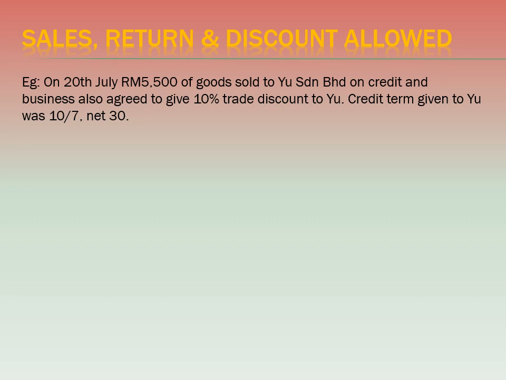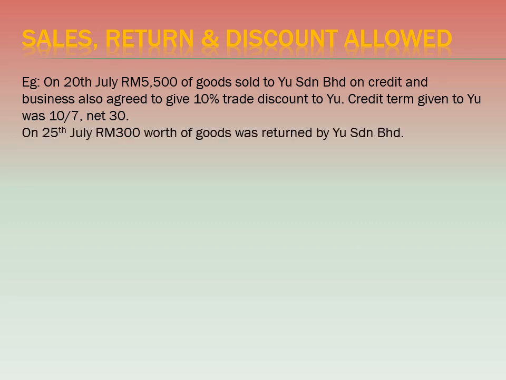which means that 10% cash discount will be given to you if you paid within 7 days of the date, which means the last day you can get the cash discount is on the 27th. If you paid on or before the 27th, you will get the 10% cash discount. Otherwise, you need to pay the full amount without the discount. And the maximum days that you can delay the payment is 30 days.